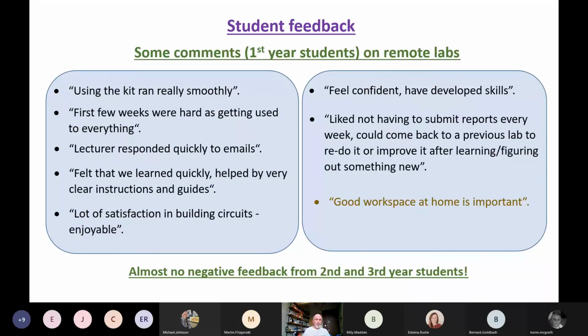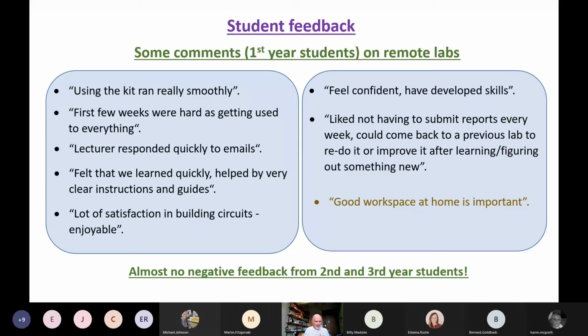Now here's some student feedback. This is just some first years on those remote labs. One of them said using the kit was very smooth. The first few weeks were a little bit problematic. That was less the case for second, third and fourth year students. It is important that lecturers respond quickly to emails. They felt that they learned quickly because they had lots of clear instructions.